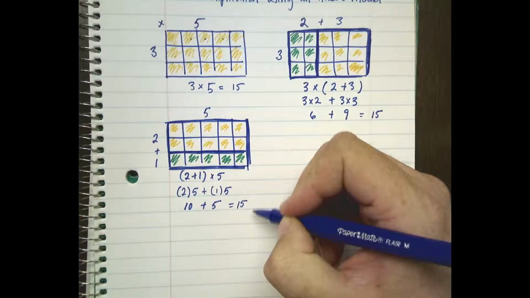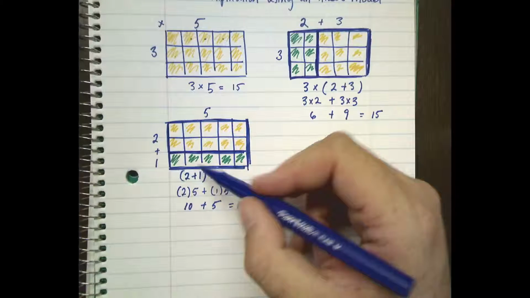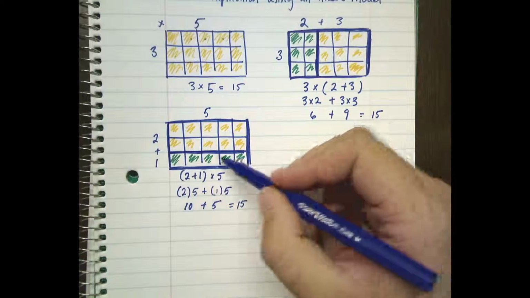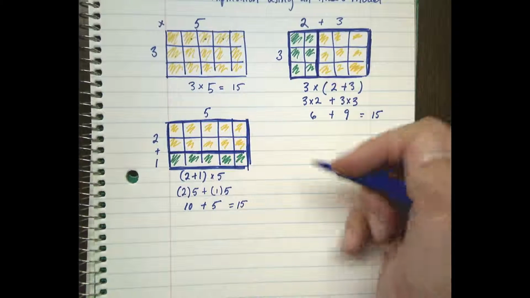So I know how many tiles I need to buy. I need to buy 15 tiles for my house. But I need to buy, looks like, 5 green tiles and 10 yellow golden tiles.